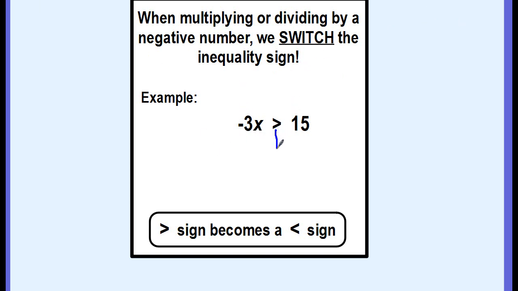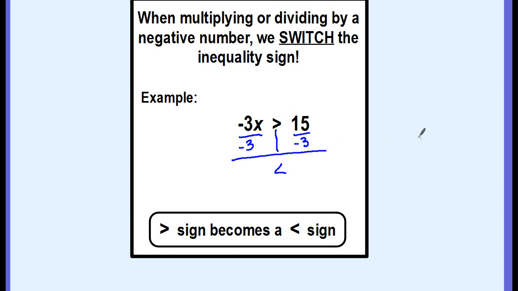I still want to see the left and the right side clearly, so I draw my line. X is being multiplied by a negative. The inverse operation to multiplication is division. So we're going to divide by a negative. We're going to divide by -3 on both sides. This is where I stop and I say, oh, I'm dividing by a negative on both sides. Let me switch my inequality. Instead of greater than, it's going to become less than.